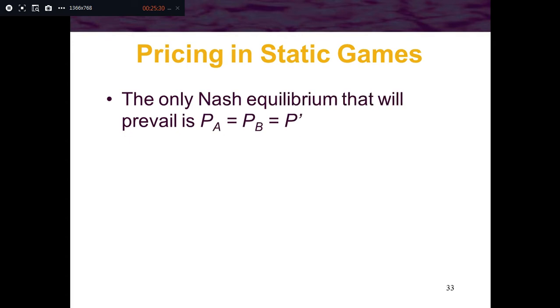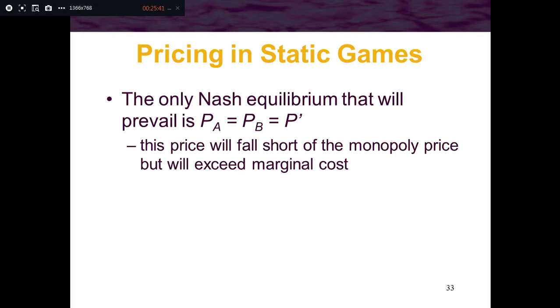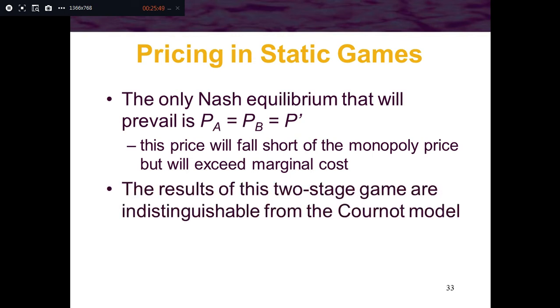Okay, so the only Nash equilibrium that will prevail is that price of A is equal to price of B, which is equal to P. So this price will fall short of the monopoly price but will exceed the marginal cost. So the results of this two-stage game are indistinguishable from the Cournot model.